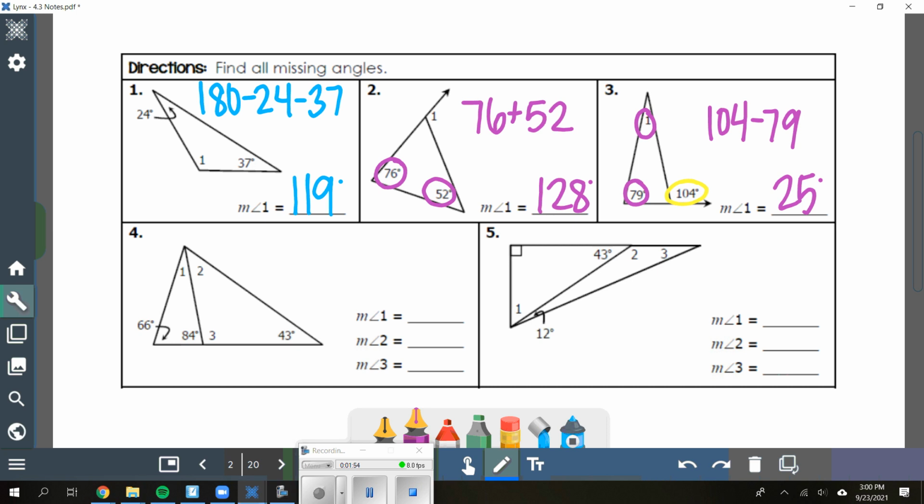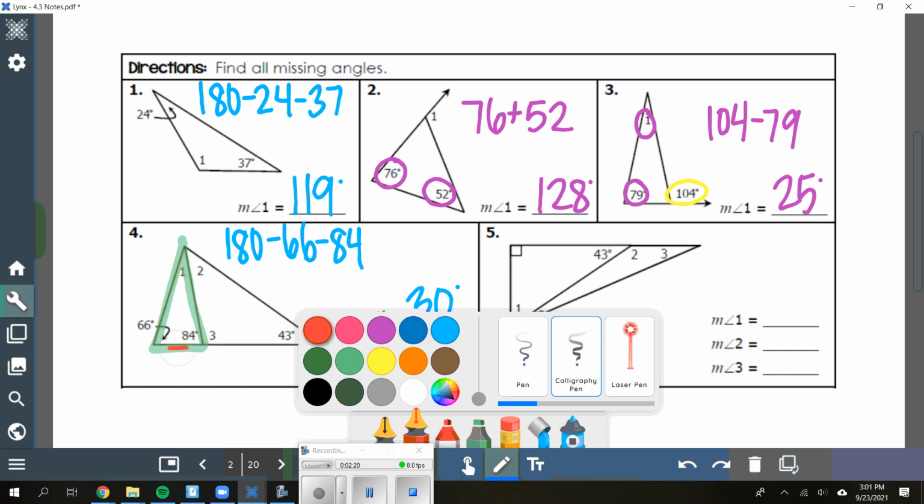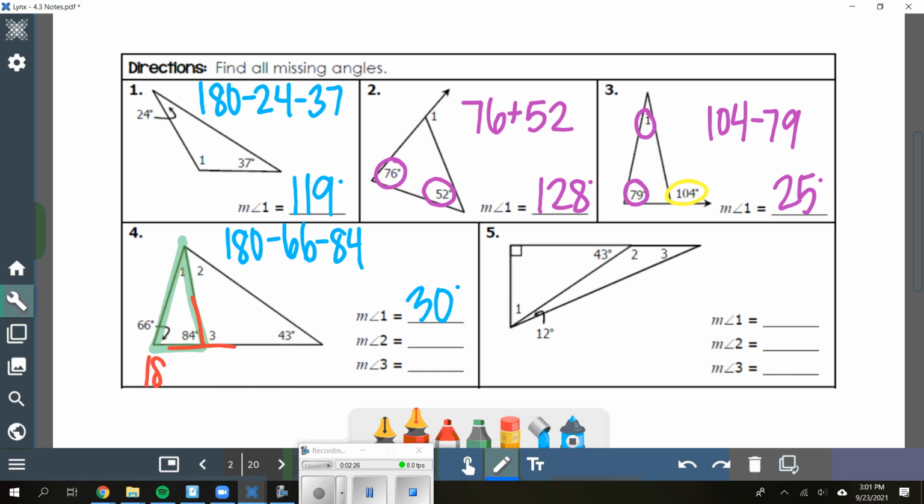Alright, number 4, we have a lot more going on. Starting in my first triangle, I notice that I am only missing 1 angle inside of it. And all of those are on the inside of my triangle. So 180 minus 66 minus 84 to get me angle 1, which would be 30 degrees. The next thing I notice, personally, is a linear pair right here. So 84 and 3 are forming a straight line, which means 180 minus 84 to get 96 for 3.